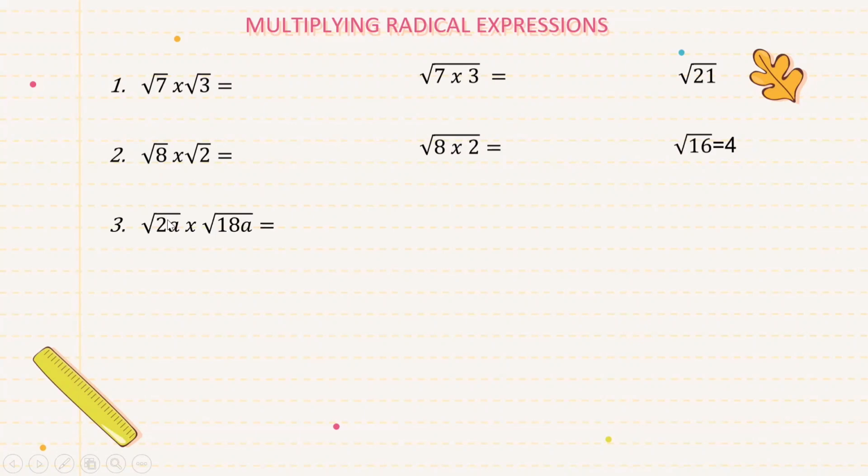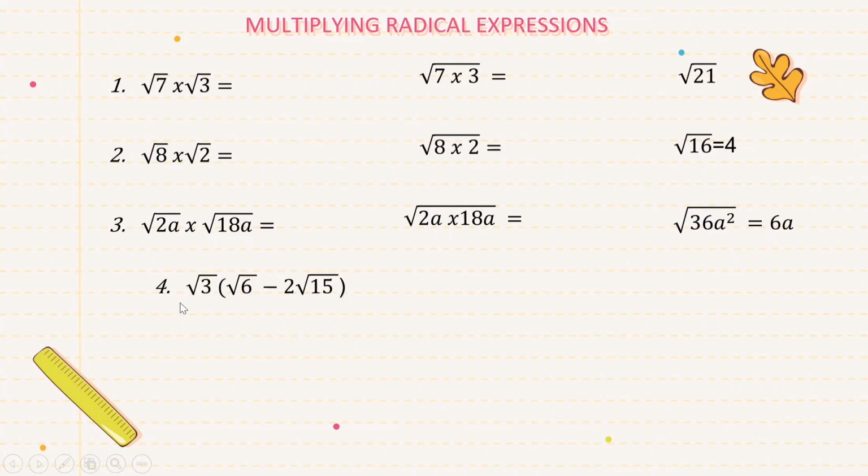Number 3, square root of 2a times square root of 18a. So, i-rewrite natin siya as the square root of 2a times 18a. So, 2 times 18 is equal to 36. Then, a times a is equal to a squared. And the square root of 36a squared is 6a. Ito yung final answer natin, 6a.